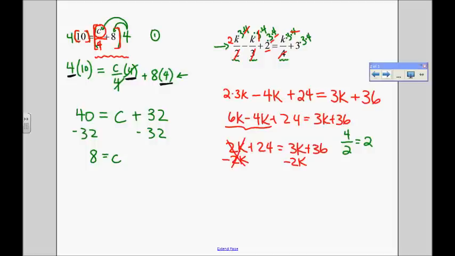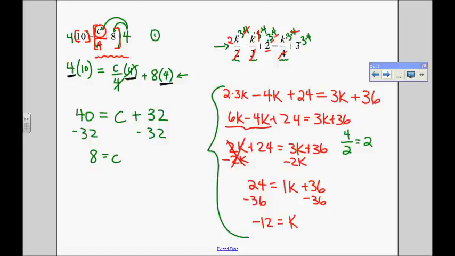These ones go away. They equal 0. I'm left with 24 equals 3 minus 2 is 1k plus 36. Now I want to get rid of the 36. The opposite of plus 36 is minus 36. 24 minus 36 is negative 12. Ooh, slow down. And on this side, I'm left with 1k. k equals negative 12.